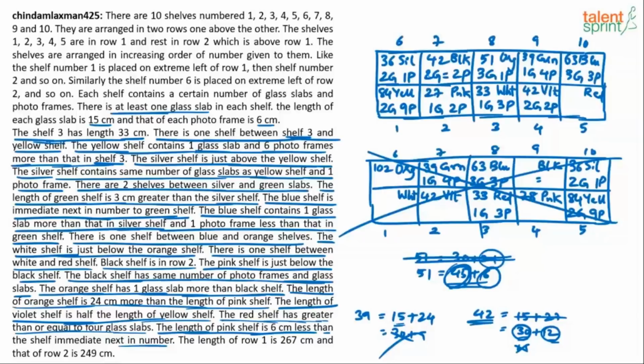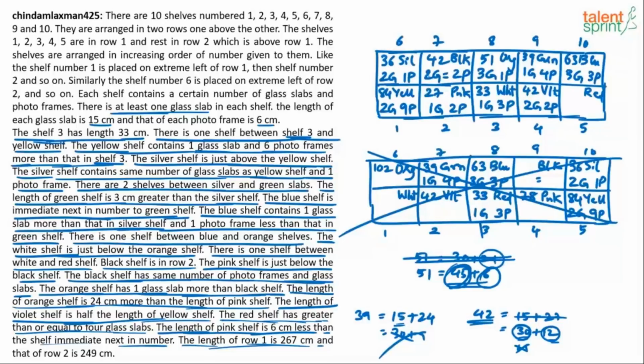So I think 1, 2, 3, 4, 6, 7, 8, 9, 10 are done. Only red is left out. How do we fix red? The concern is how do we fix red? Look at the last statement. The length of row 1 is 267 centimeters and that of row 2 is 249.